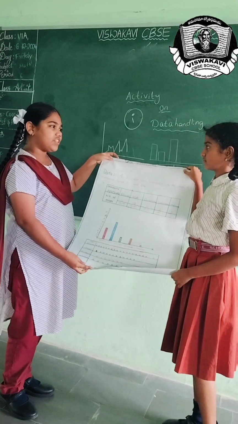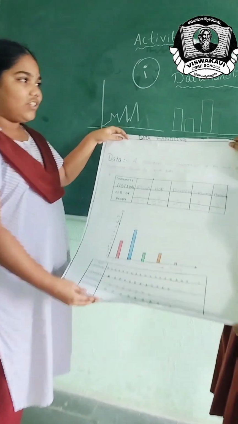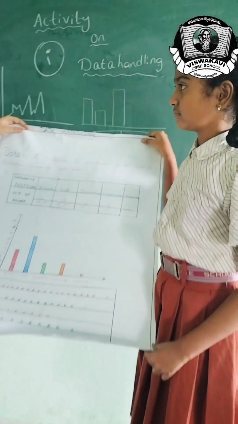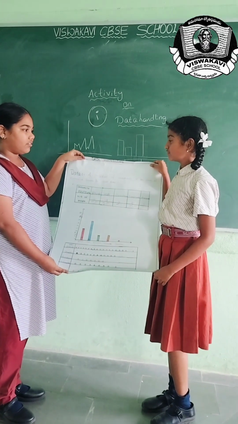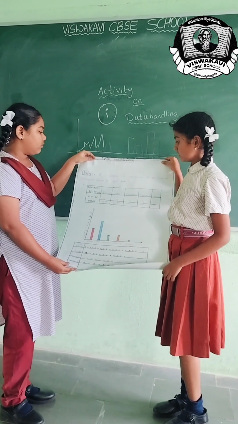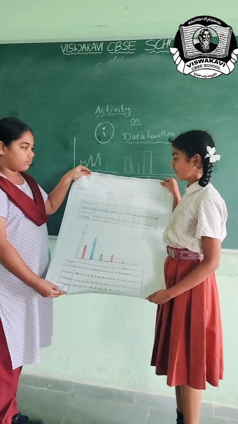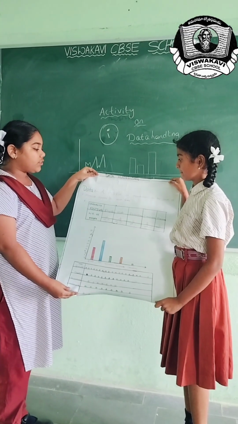Do we know any information about data? Can you explain about it? Yeah, absolutely, Mahita. A collection of information in the form of numerical figures is called data. Did you get an idea of data now? Here three types of things are there. These are useful for storing data.